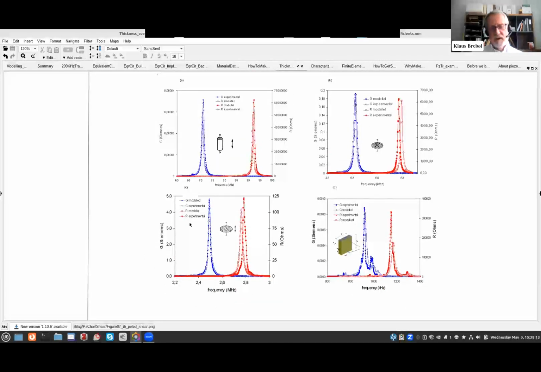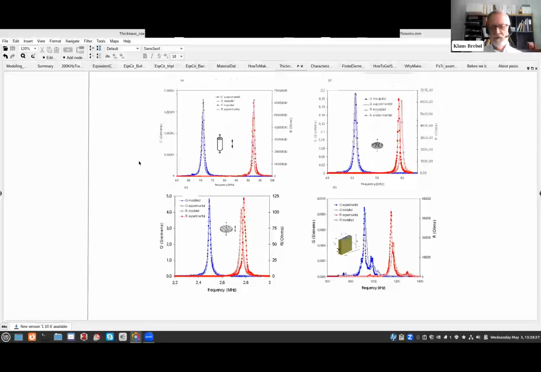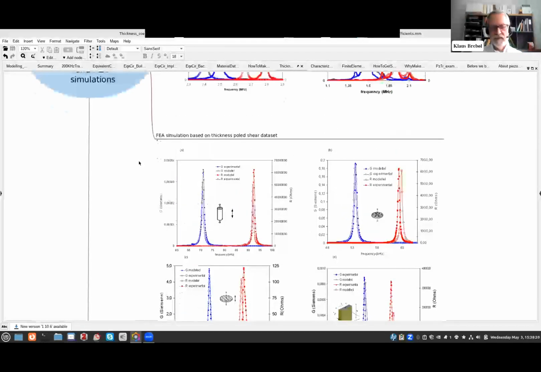And that's a bit surprising, of course, but if you think about it, what happens is that a plate vibrating in thickness, due to the Poisson ratio, also shows vibrations in the radial direction, and therefore what you must have inside are areas with shear movement, and therefore the shear coefficients are of importance also for the thickness mode, because the thickness mode is not a clean thickness mode.